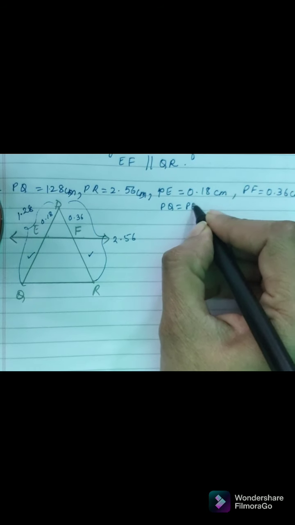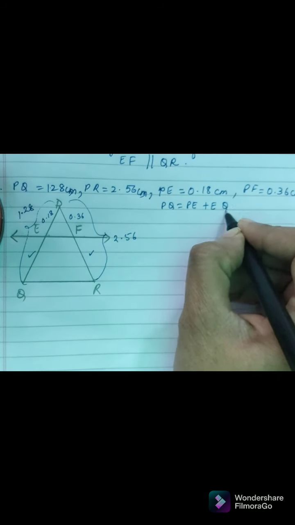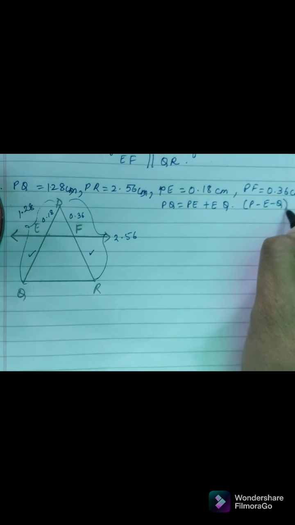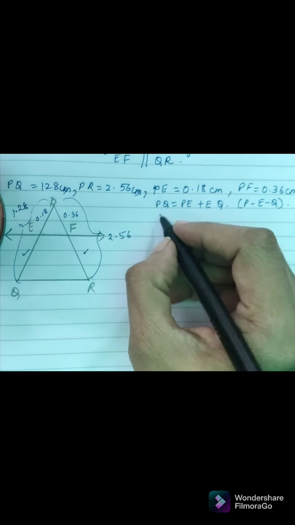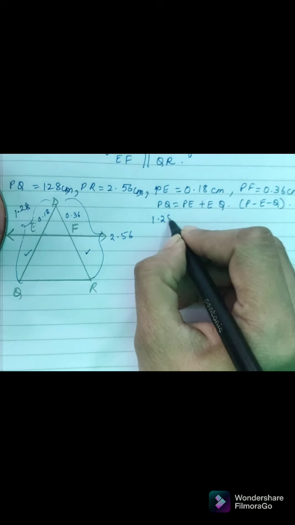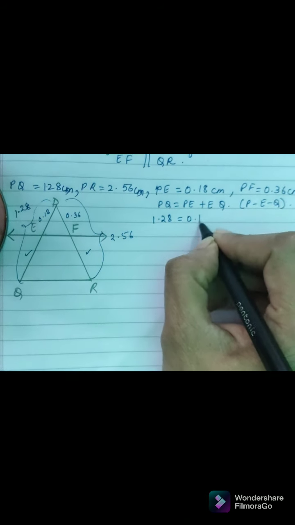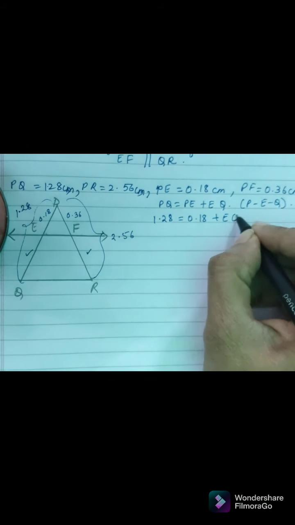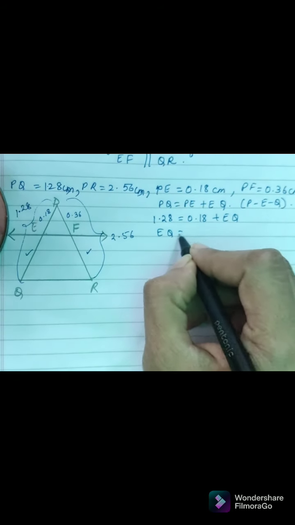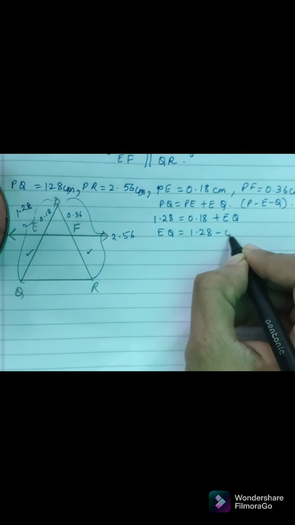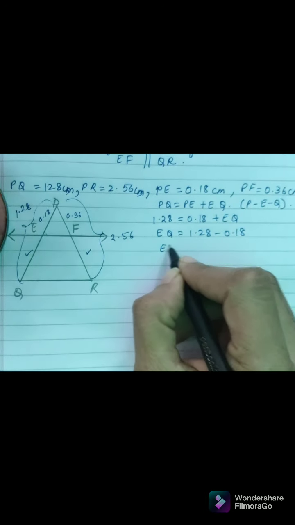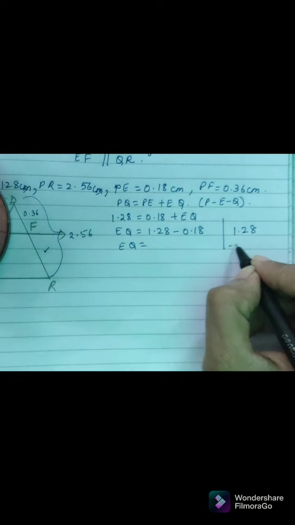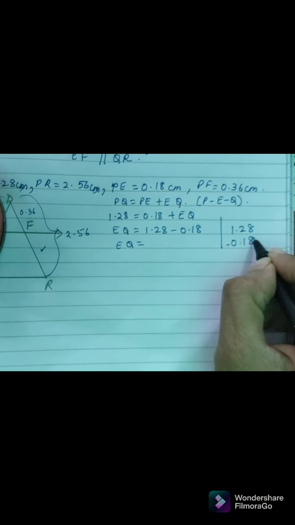PQ is equal to PE plus EQ. Why this? P-E-Q, you can write that as the reason. Now PQ is given 1.28, PE is given 0.18. We have to find EQ. So EQ will be 1.28 minus 0.18. I'm doing a rough work here.